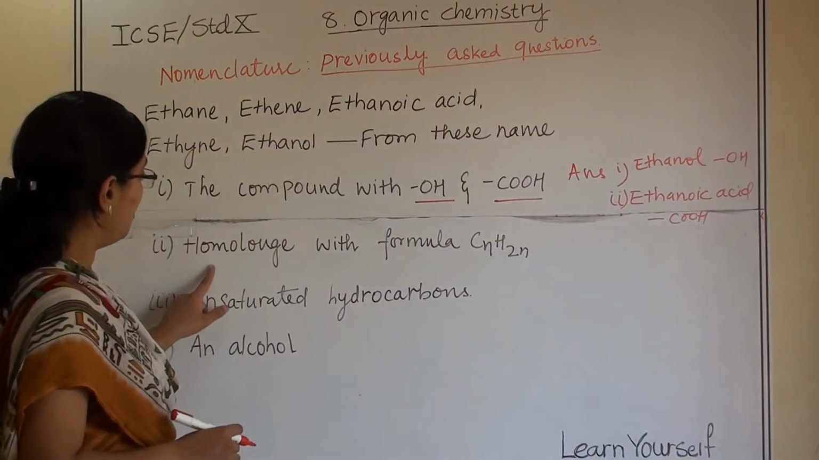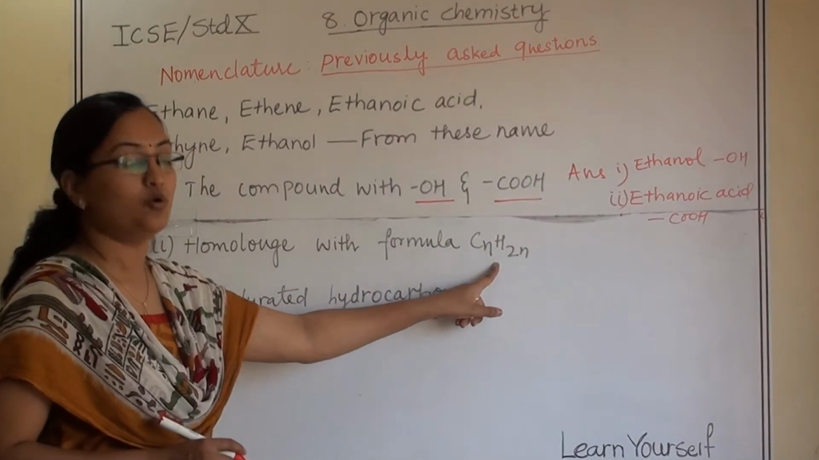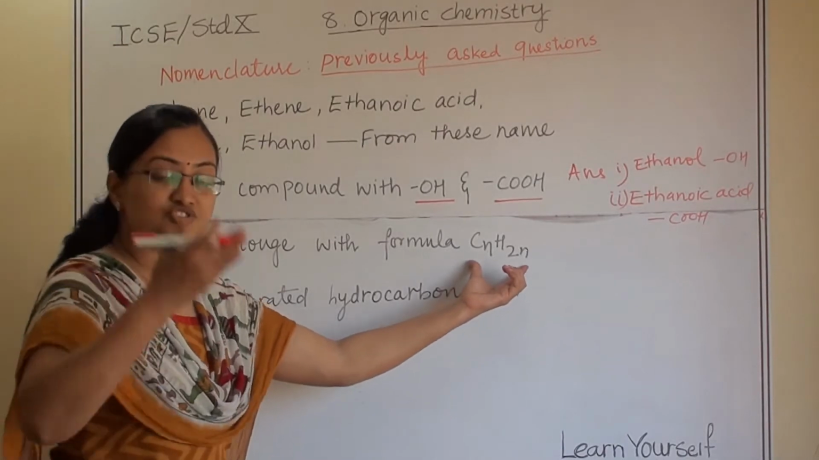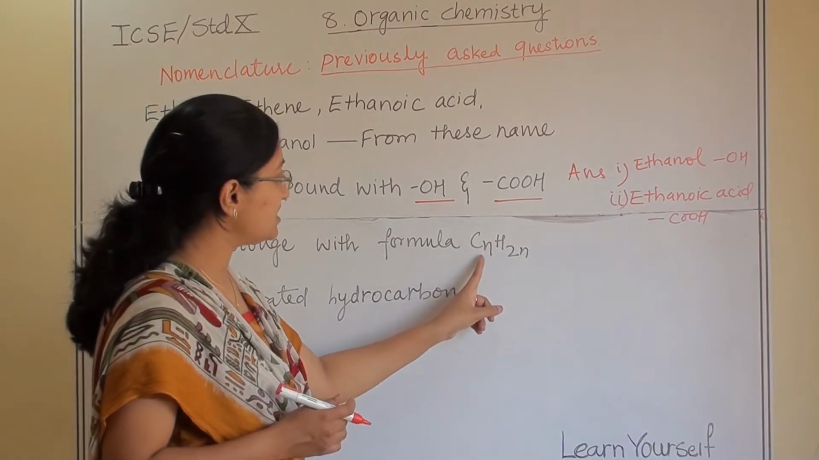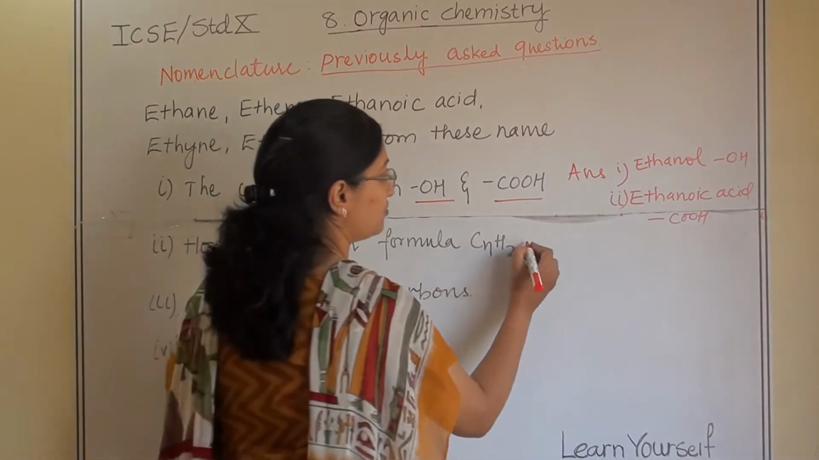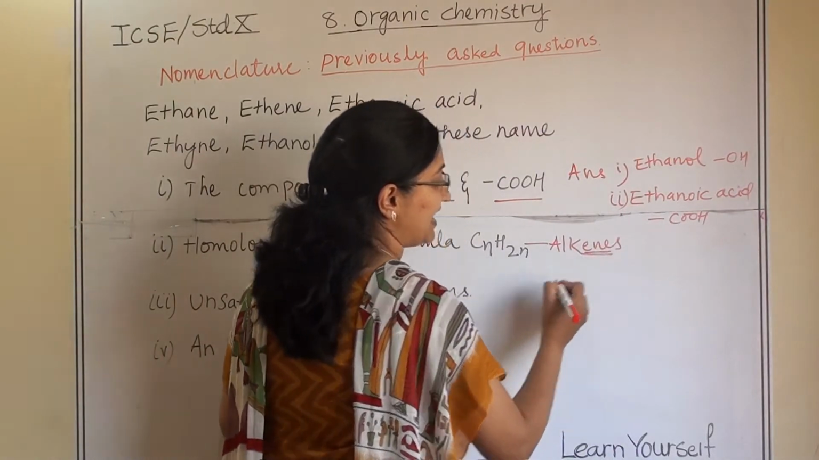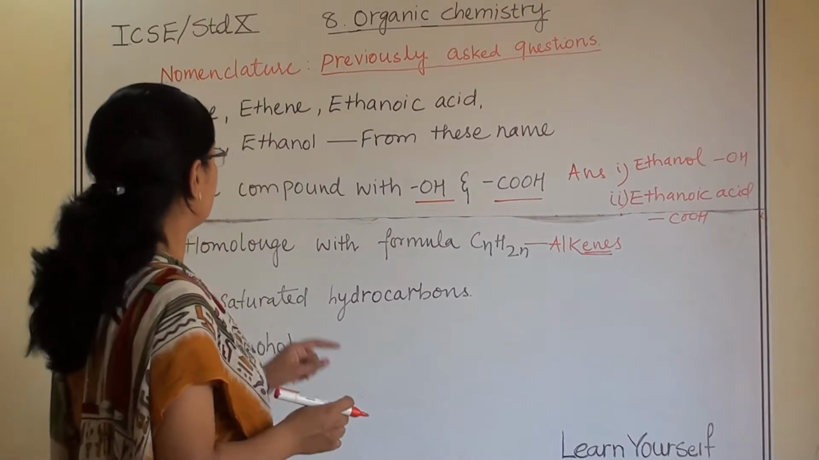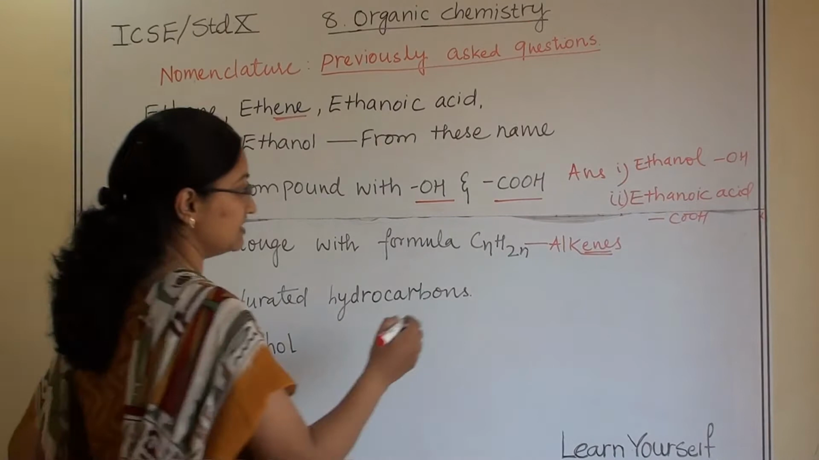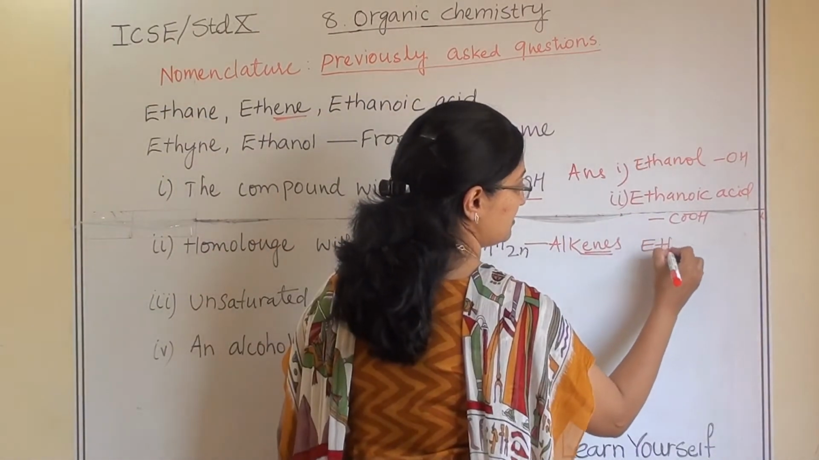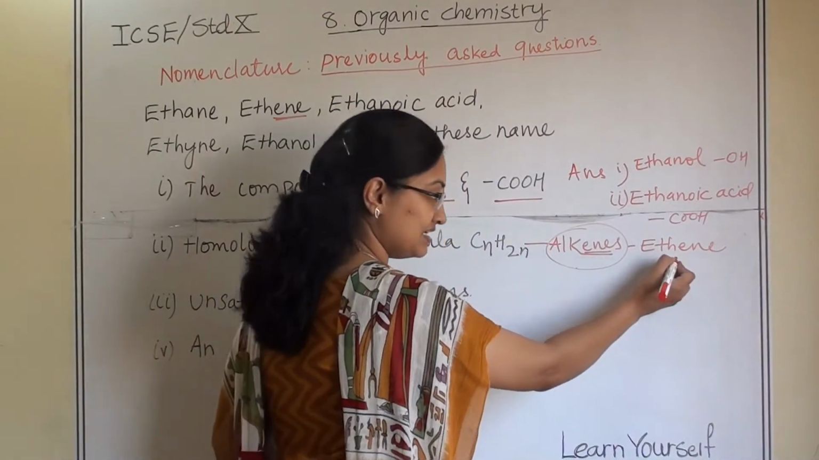Now second, homolog with formula CnH2n. This means which series follows this homologous formula. This formula is from alkenes. So alkenes have the suffix ene. Which name contains ene? That is ethene. So the answer is ethene, not alkene.